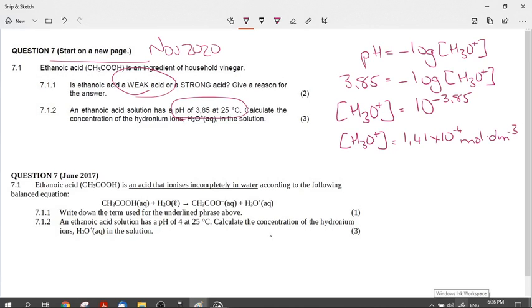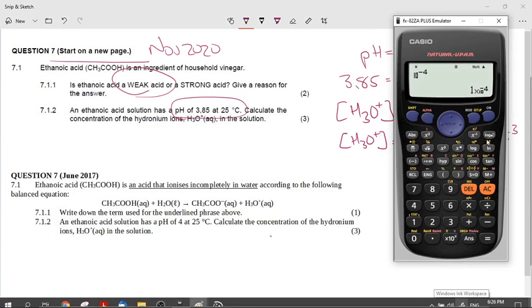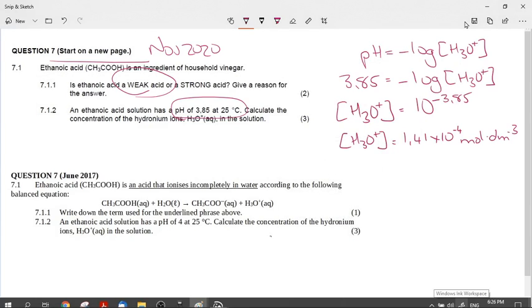Let me see if I can get the calculator up to show you here. Okay, we go shift log, so I've got 10 to the power of, and then I go negative 3.85 equals, and there is my answer, and round it to 2 decimal places, 1,41 times 10 to the negative 4. Obviously though, if you're using this number in a calculation, try and keep the number in your calculator, don't round it off too early. But for the final answer for the concentration here, you can just write 1,41 times 10 to the negative 4 moles per cubic decimeter.